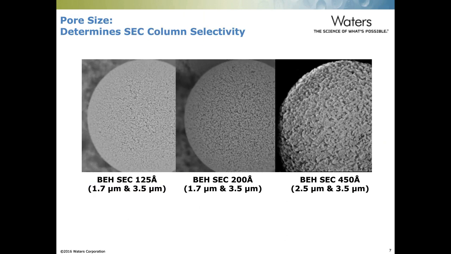In general, we're going to basically pick a SEC column based on the pore size that we have. And the pore size is really going to be dictated by what we have for the size of our proteins. And you can see from these electron micrographs of some BEH UPLC particles, as we go from 125 angstrom pore size to 450 angstrom pore size, you can visibly see that these pores are actually enlarging significantly as we go from left to right.